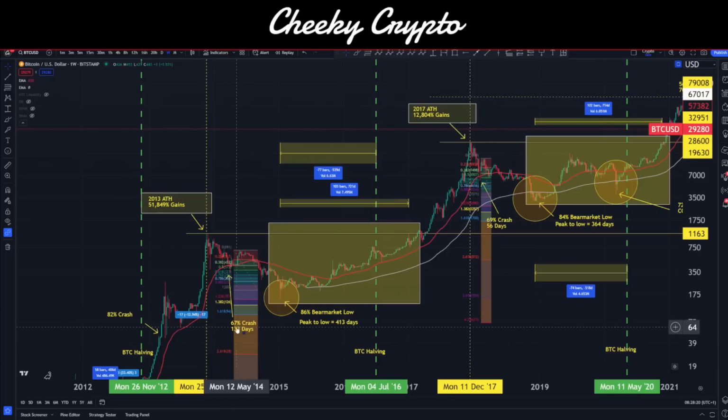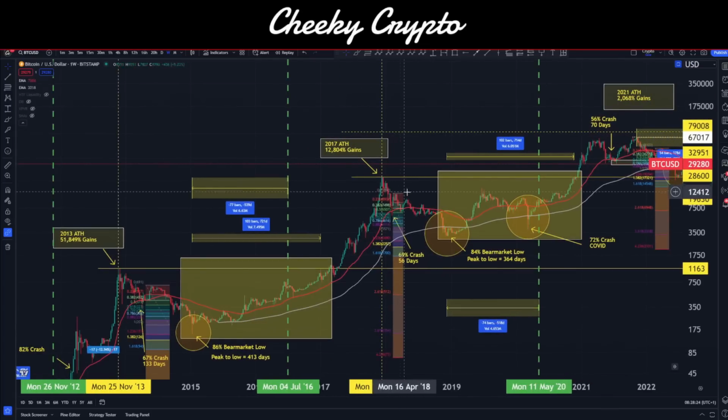Okay, so 67 and then 69, 133 days, or 56 days. You can then see we bounced up and then we fell down into the actual bear market low point. Again, this looks like a zigzag pattern, a 535. And this one here had the low of 84%. And it was a 364-day run.